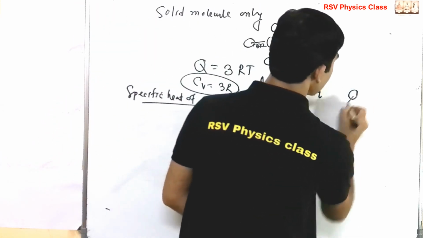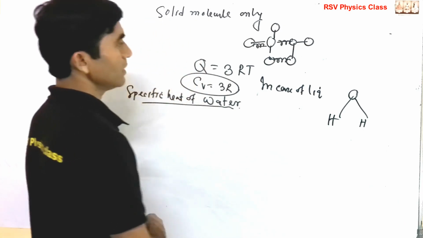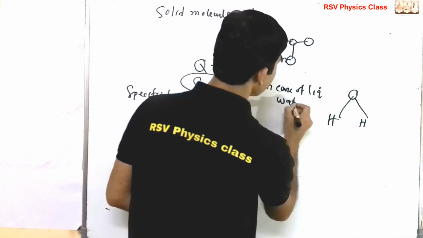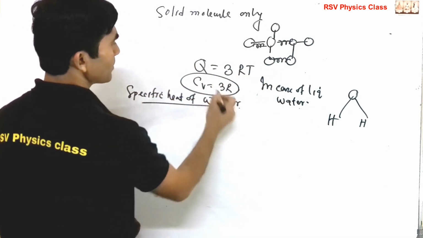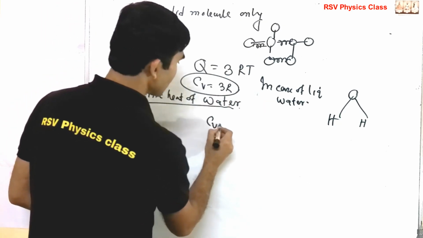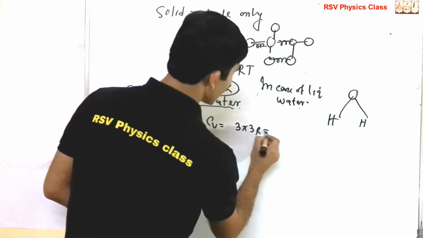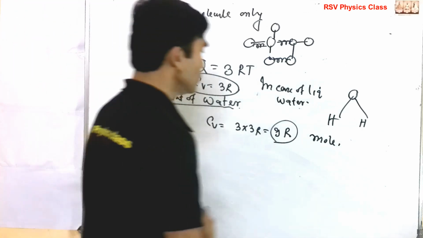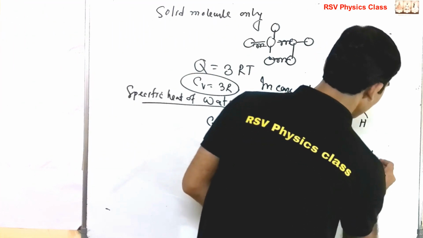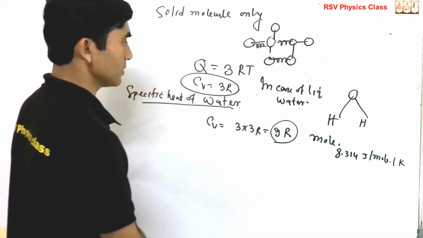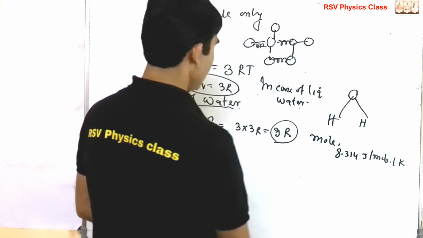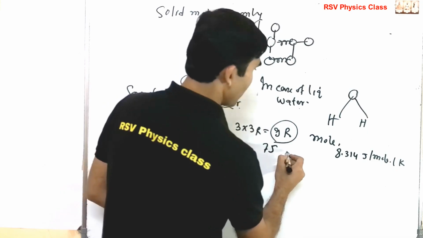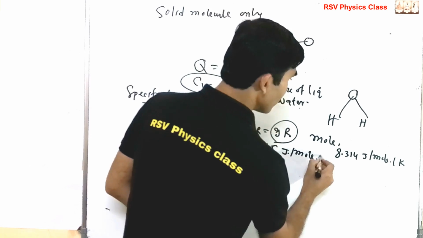In case of liquid, diatomic molecule, triatomic molecule, इसमें लिक्विड मतलब जैसे वाटर के केस में आपका 3 एटम्स हैं, 1 एटम के लिए 3R, तो 3 एटम के लिए CV equal to 3 into 3R equal to 9R, टोटल 1 मोल पर, 9R. So R equal to 8.314 joule per mole per Kelvin. So this is of the order of 75 joule per mole per Kelvin, 9R, 72 मतलब 75 के आसपास है.